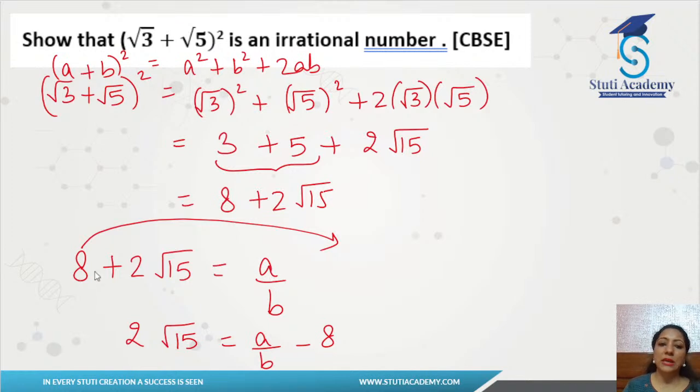So finally, we can say 8 plus 2 root 15 is an irrational number, or we can also say, we can write this in the form of root 3 plus root 5 square. So actually, this is equal to root 3 plus root 5 square. So root 3 plus root 5 whole square is an irrational number.